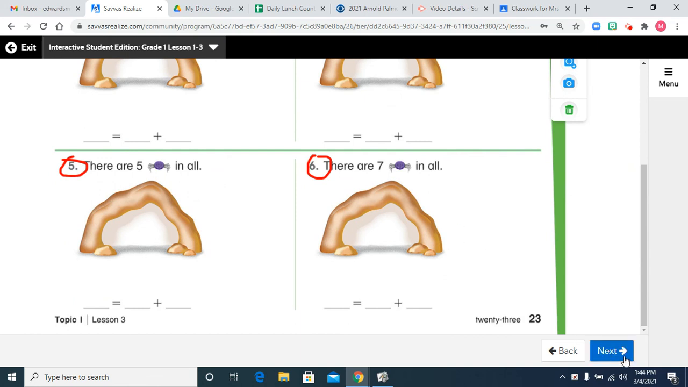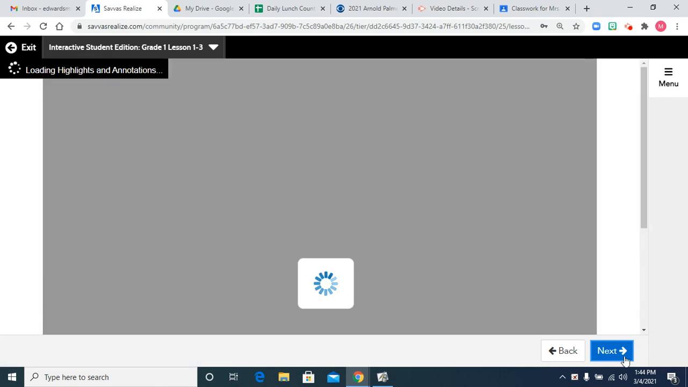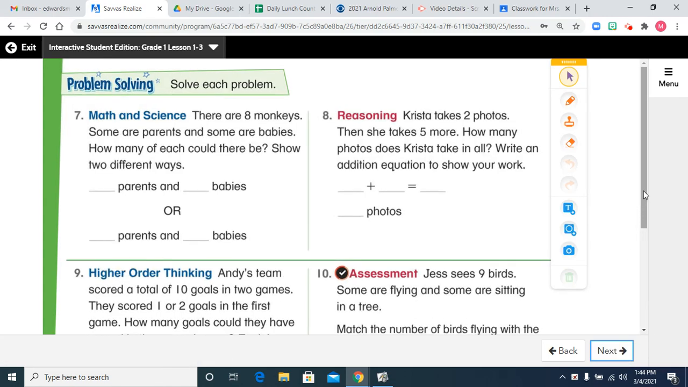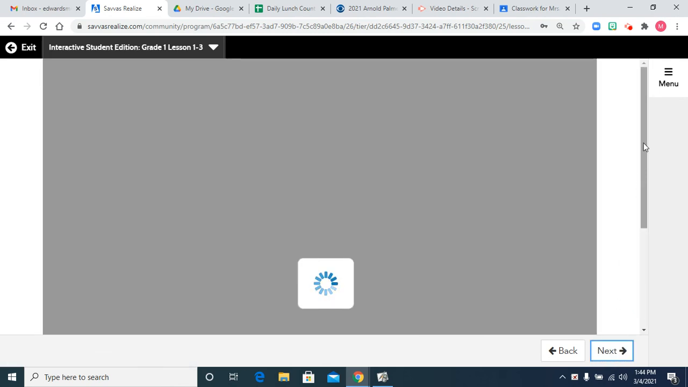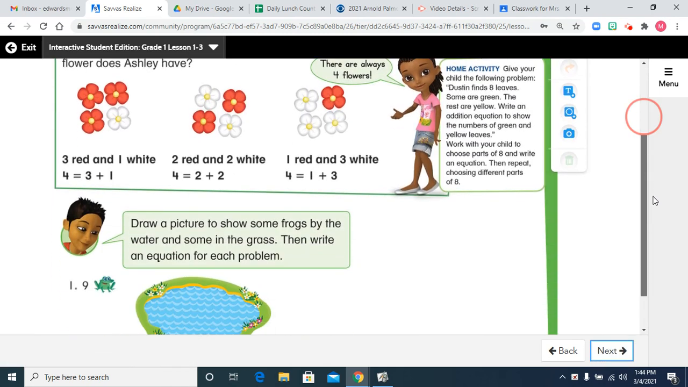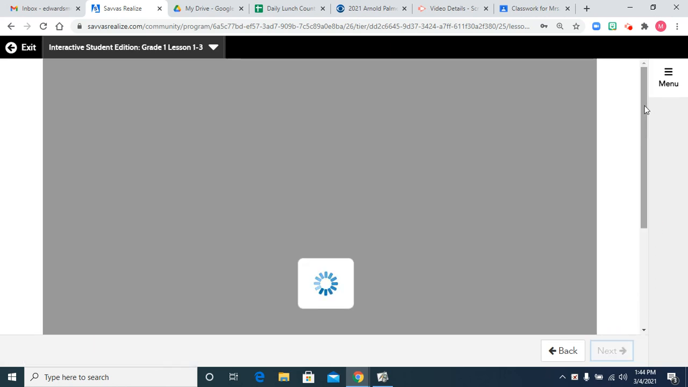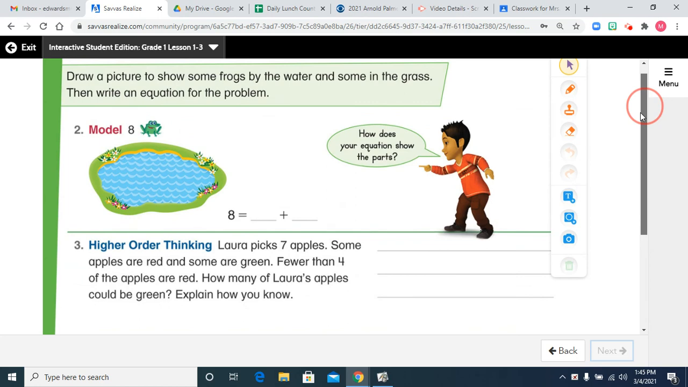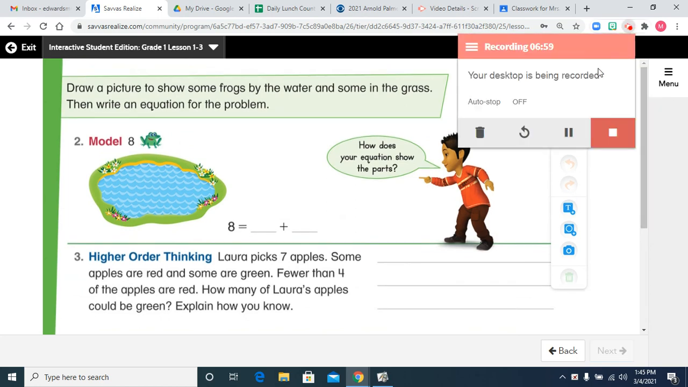When you're done with page 23, if you would like to do some extra problems to get better at this, you can do some extra problems on page 24. There are also problems on page 25 and on page 26. Remember, you don't have to do them all. Just pick a few just for extra practice so you can get better at this.